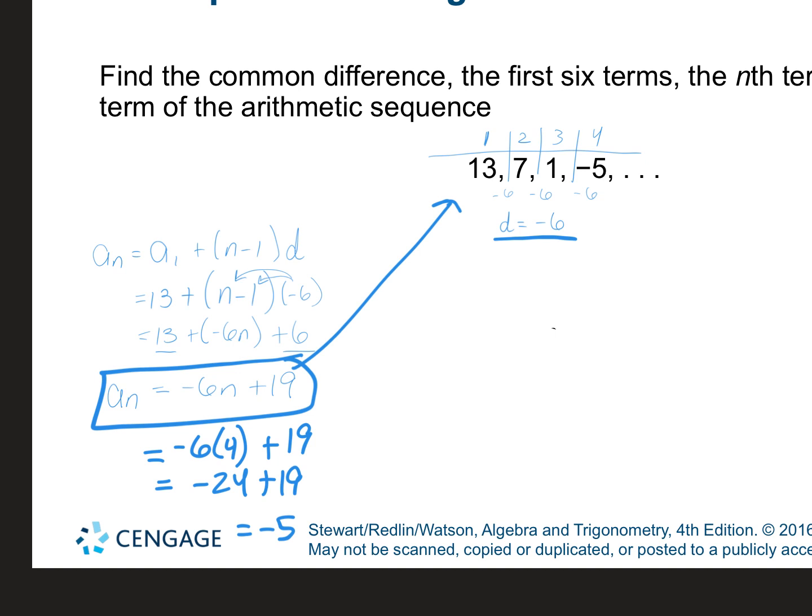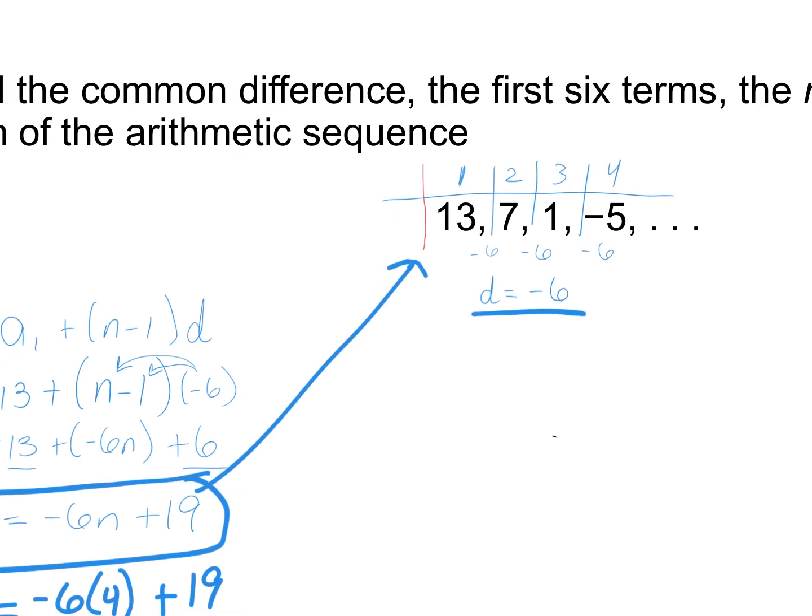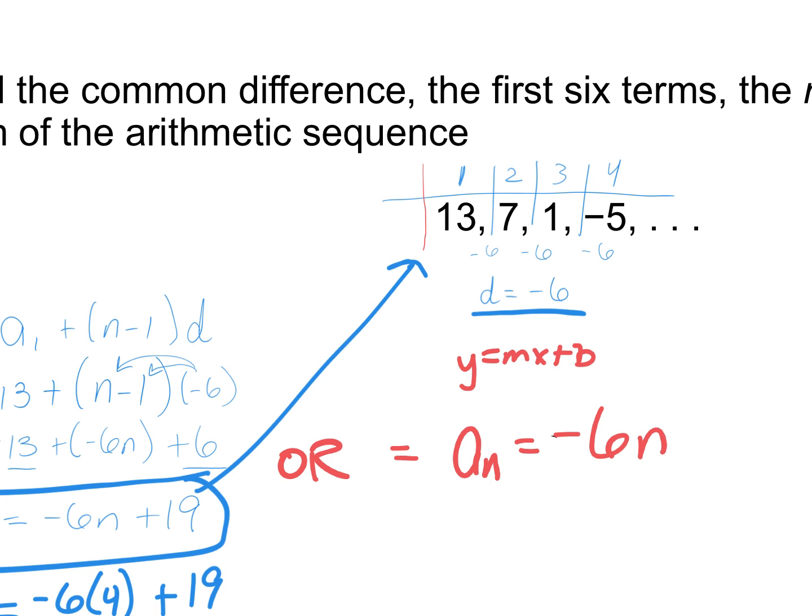Now, the reason I tell you guys that arithmetic is the same as linear is because I want you to see the correlation. If you were to tell me that to get from one point to the next every time, you're going down 6, that's our common difference, down 6. We can also name that as our slope. So if I was going to follow y equals mx plus b, instead of y, I would put a sub n, and my slope here would be negative 6. Instead of an x, I'm going to put my n value.